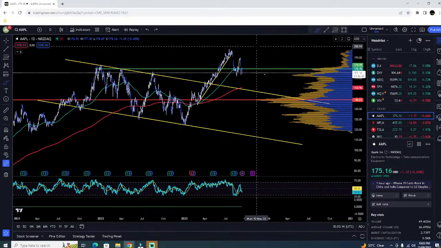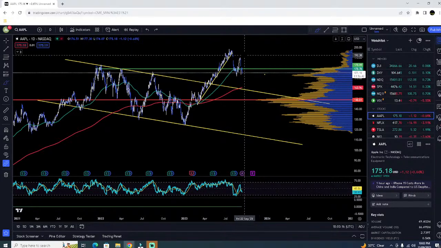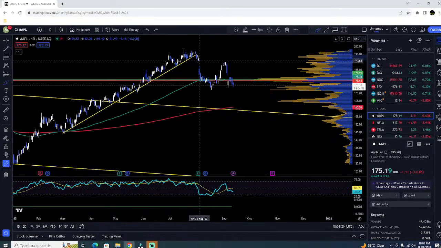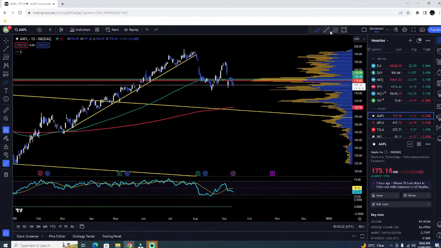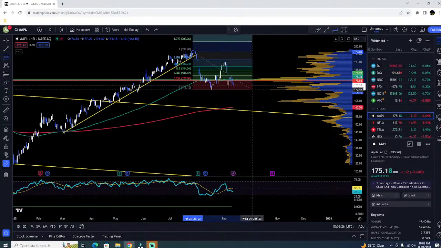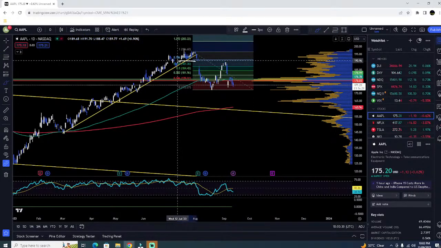Now one scenario that is possible on Apple is, if I zoom in on this daily chart, we are seeing this drop. So let's just quickly map this drop out with the fib levels, and you can see once again almost testing the 0.786 rejection.